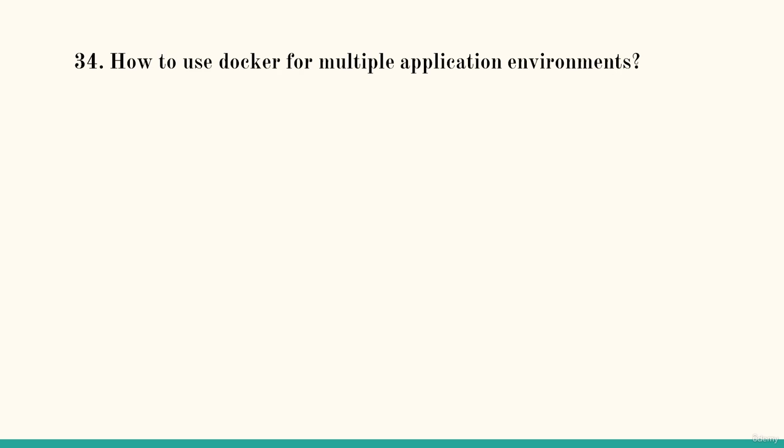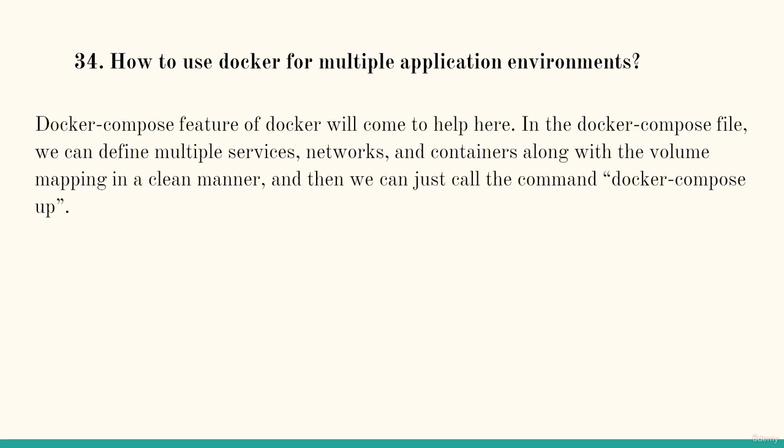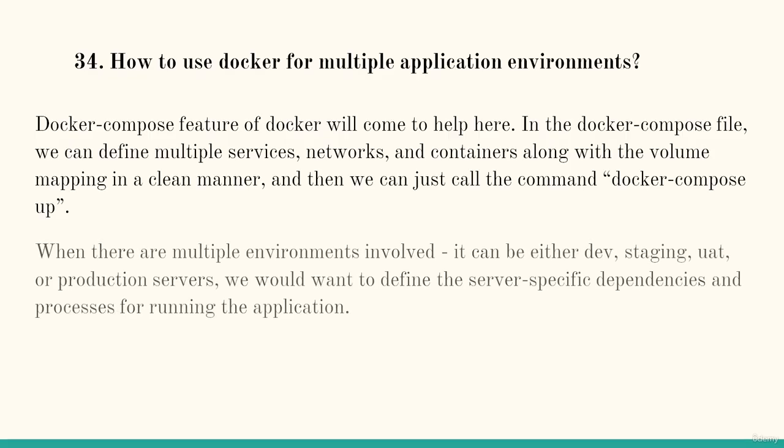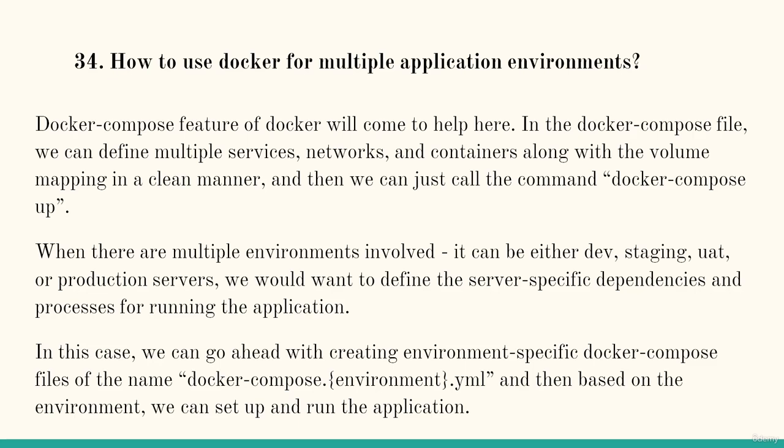How to use Docker for multiple application environments? The Docker Compose feature of Docker will help here. In the Docker Compose file, we can define multiple services, networks, and containers along with the volume mapping in a clean manner. Then we can just call the command docker compose up. When there are multiple environments involved, it can be dev, staging, UAT, or production servers. We would want to define the server-specific dependencies and processes for running the application. In this case, we can go ahead with creating environment-specific Docker Compose files with the name docker-compose.environment.yaml, and then based on the environment, we can set up and run the application.